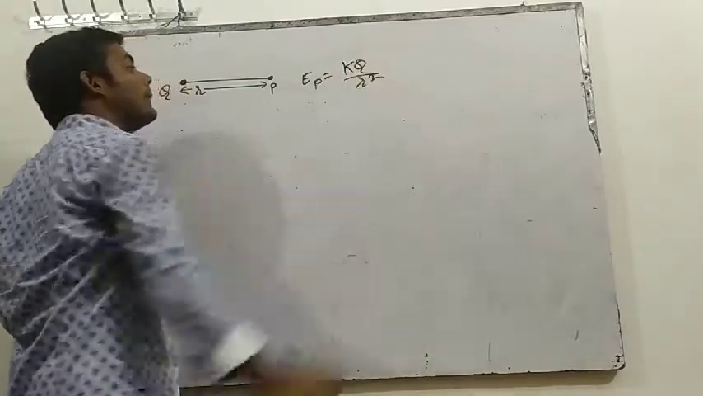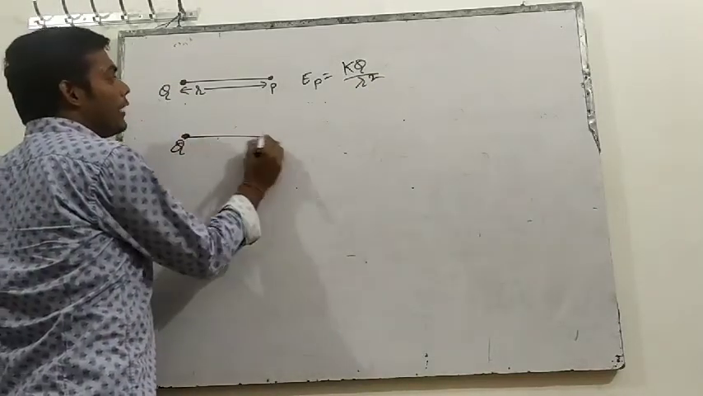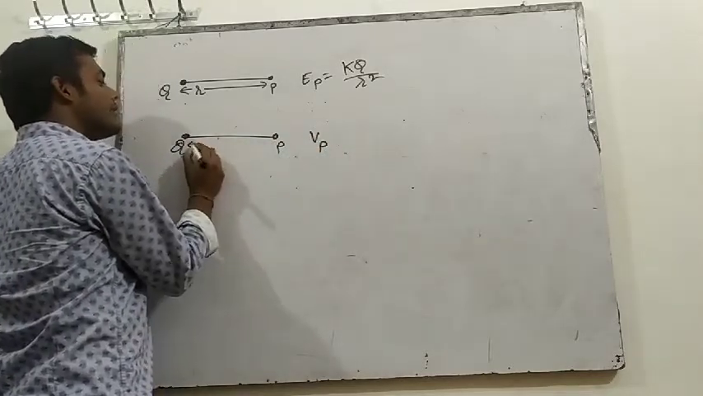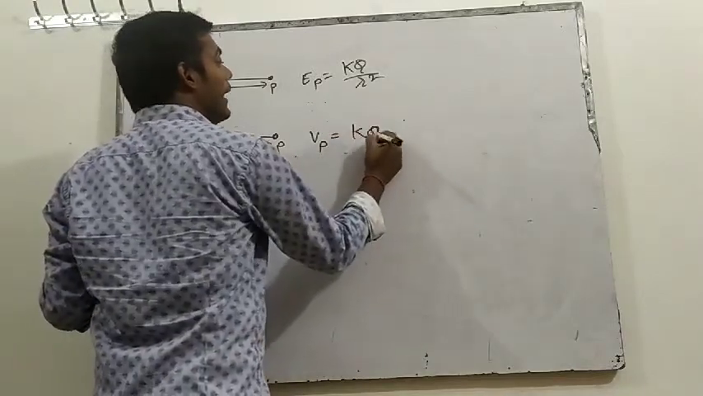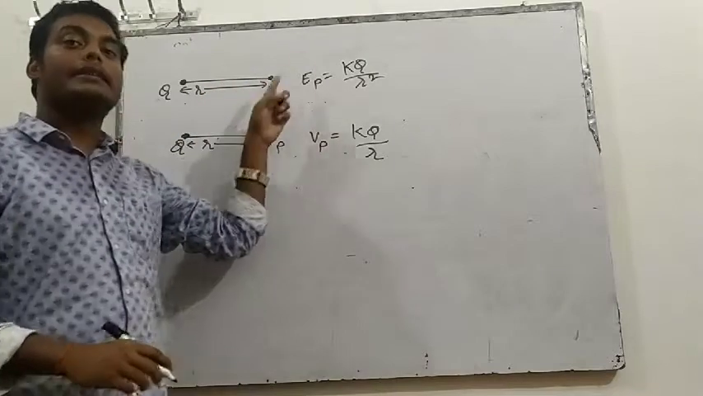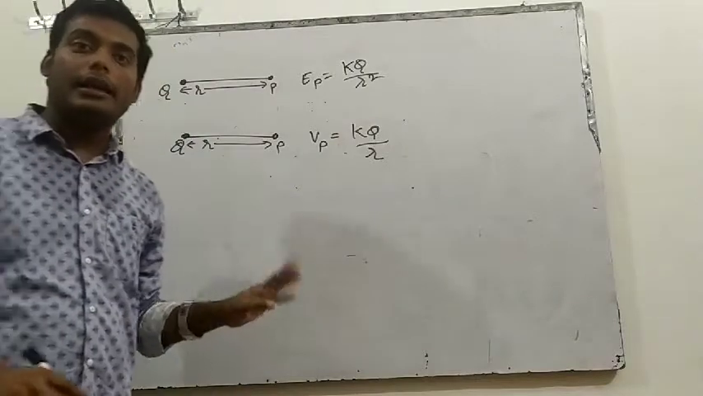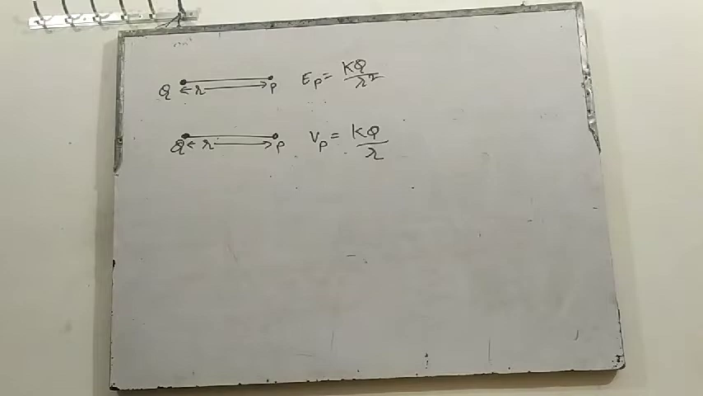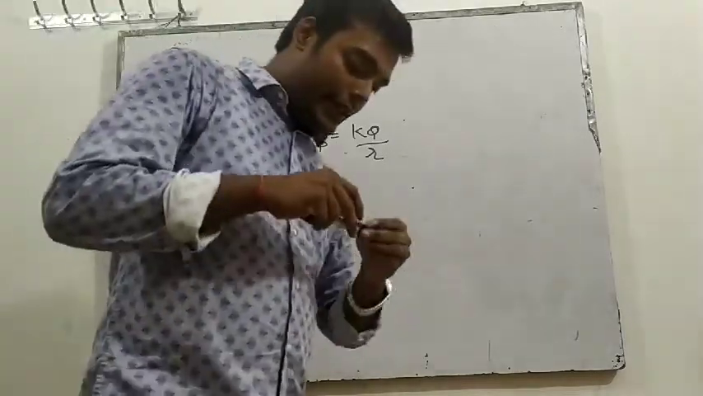KQ by R squared. And suppose there is a source charge Q, and we want to find the potential at point P, and the distance of point P from the source charge is R. So what will be the potential? This is equal to KQ by R. So the electric field formula is KQ by R squared, and the potential formula is KQ by R. Is it clear? Any confusion? Electric field is a vector quantity. Potential is a scalar quantity. So I think everything is clear.